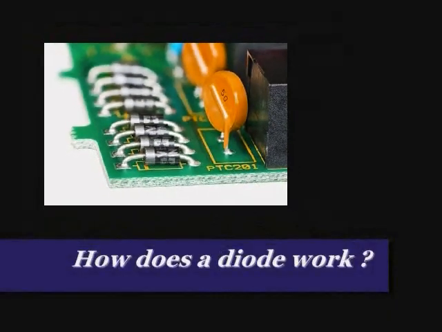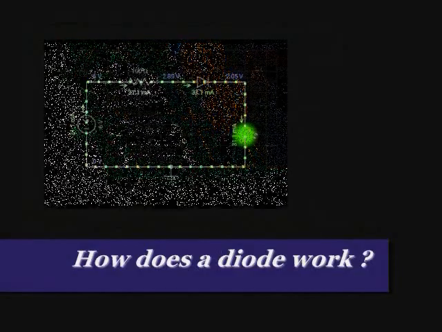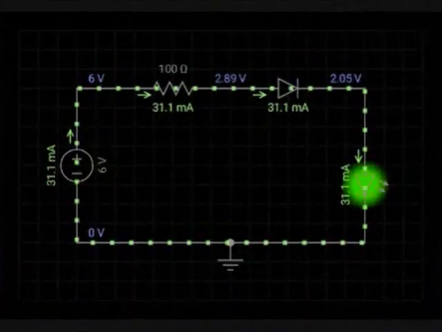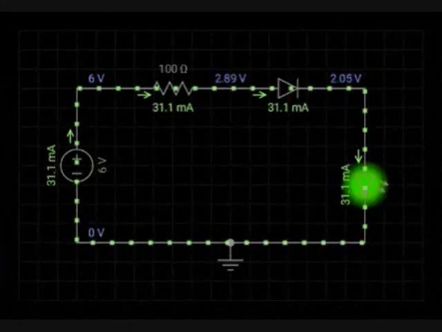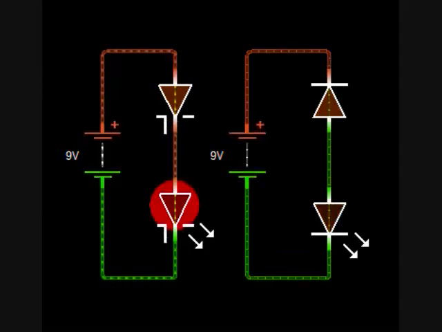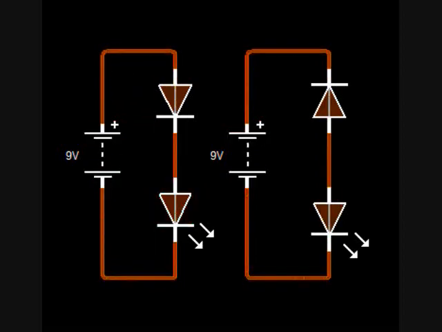How does a diode work? The function of these parts in a nutshell is that they pass electric current in forward bias and act like an open switch in reverse bias.